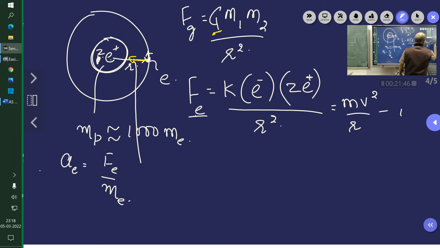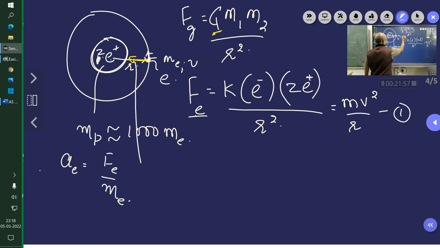Now, second thing is, as all of you know, this electron has also got mass, and it has got velocity, and it has got position r. And therefore, with respect to this point, the center of the atom, we can now say that this electron has got angular momentum mvr, and this angular momentum is conserved.